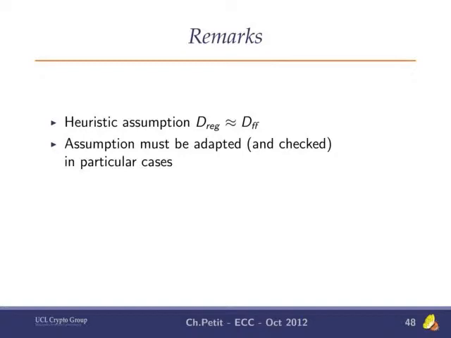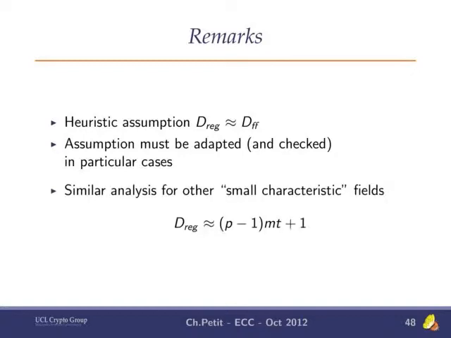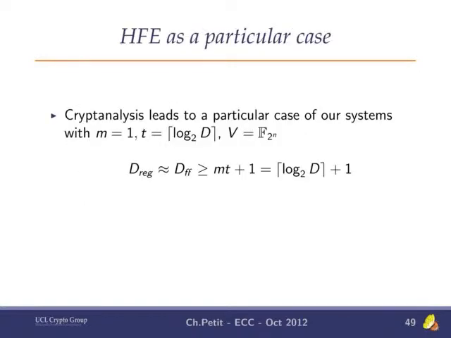I checked it for small parameters for random polynomials, but if you want to apply this analysis to other types of polynomials, you might have to check the assumption again. You can do the same analysis for other, let's say, small characteristic fields, and the general formula you would get is the following one. So for p equal 2, that's mt plus 1. Okay, so back to HFE.